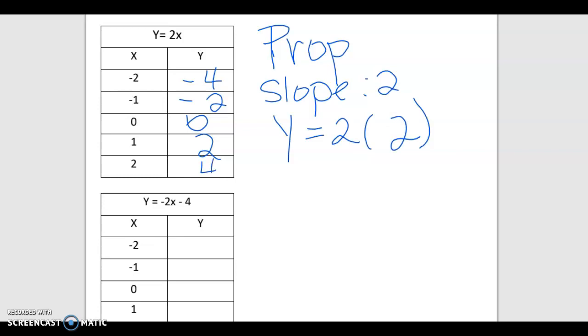So for this table, all I had to do was plug in that x value and solve it. And yes, of course, you may use a calculator, especially if you want to double check your integer work. All right, let's look at another example.